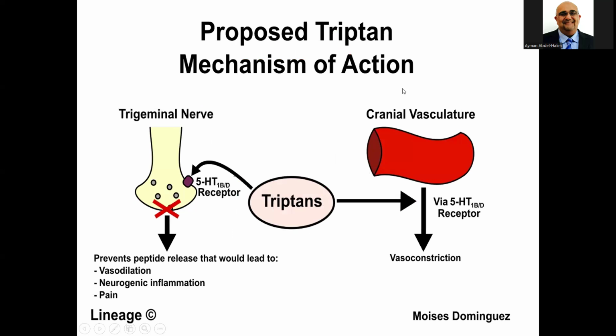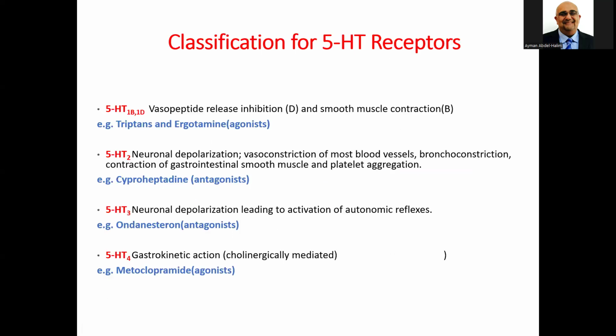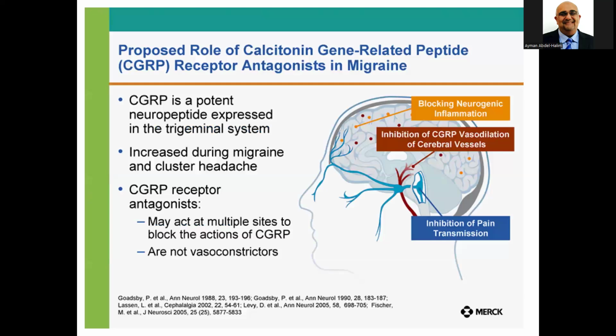And this is basically the mechanism of action of the triptans. All right, the 1B, 1D. Okay, because as I said, these can cause vasoconstriction to the coronaries as well. They came up with a new drug that works on 1F and doesn't have the side effects. And these are the classification for 5-hydroxytryptamine receptors.